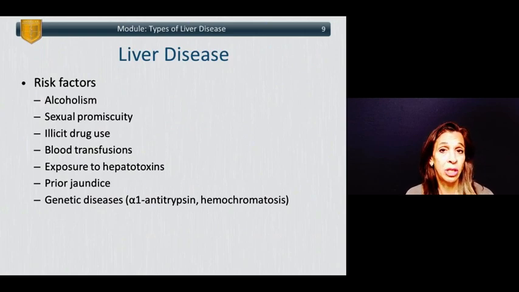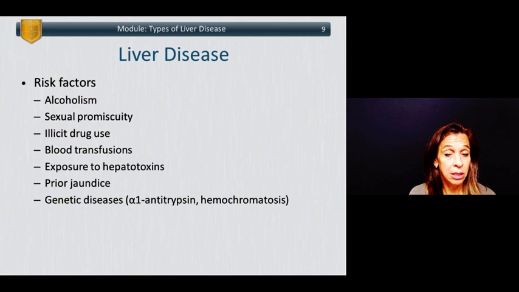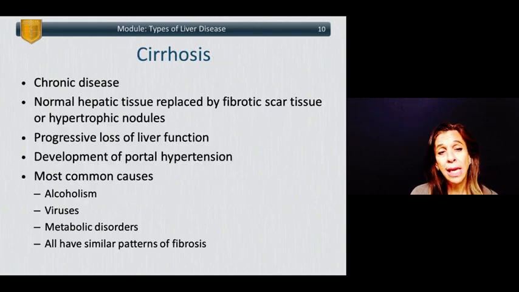So risk factors for liver disease include alcoholism or excess alcohol use, sexual promiscuity with exposure to hepatitis C and HIV, illicit drug use, again causing direct injury from toxins that are injected, as well as HIV or hepatitis C, blood transfusions, exposure to hepatotoxins such as excess acetaminophen or alcohol, prior jaundice, and genetic diseases such as alpha-1 antitrypsin deficiency or hemochromatosis.